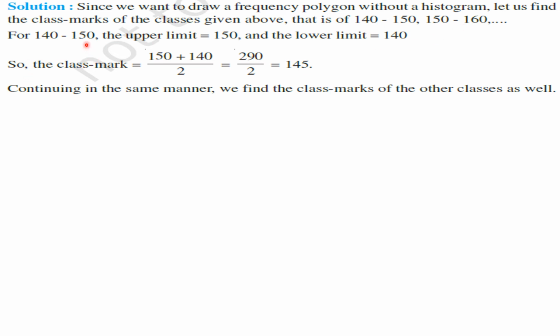The upper limit of this class is 150 and the lower limit of this class is 140. So what is the class mark? 150 plus 140, upper limit plus lower limit, by 2. That is equal to 290 by 2. By simplifying, we get 145. Continuing in the same manner, we find the class marks of the other classes as well. Understood this point, my children?